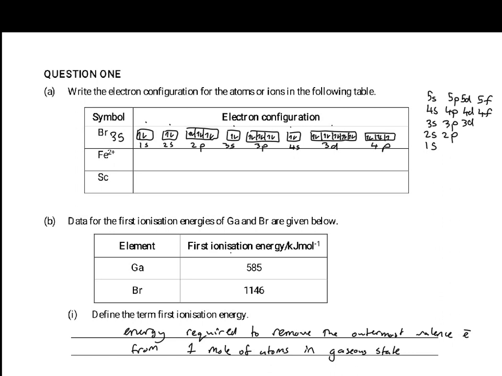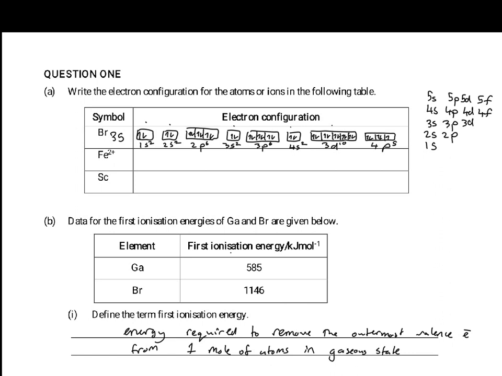Okay, so my electron configuration is a summary of how many electrons are in each subshell. So in the 1s there are 2, 2s, 2, and 2p there are 6, 3s 2, 3p 6, 4s 2, 3d 10, and then 4p 5. Alright, on to iron 2+.